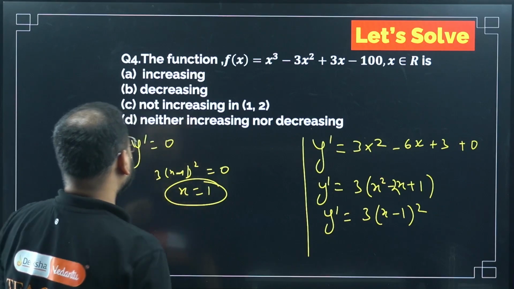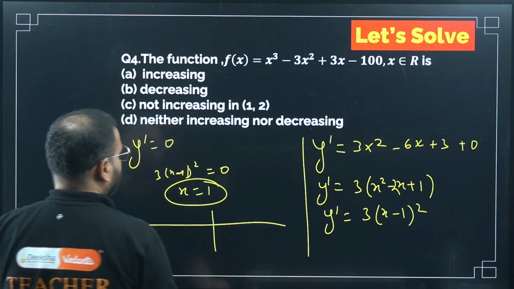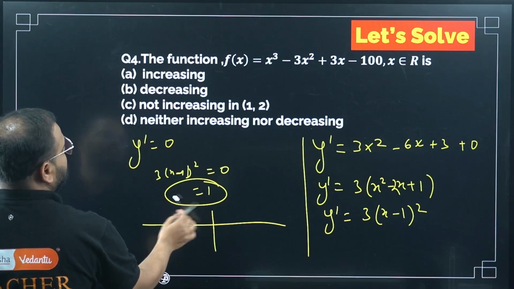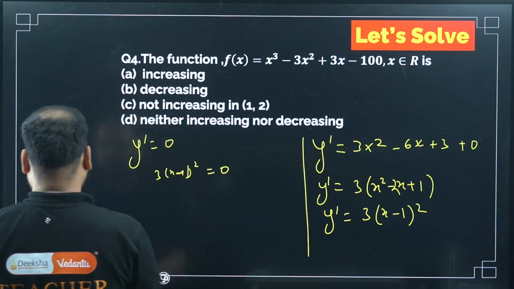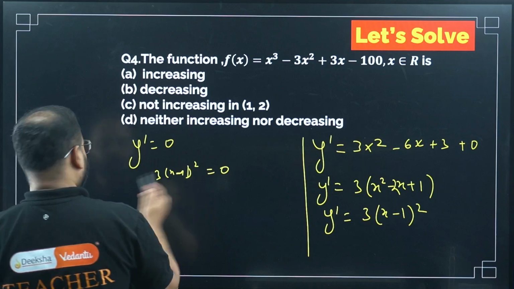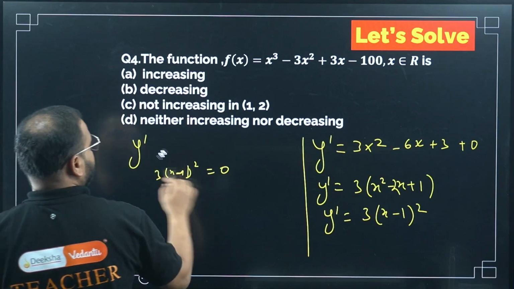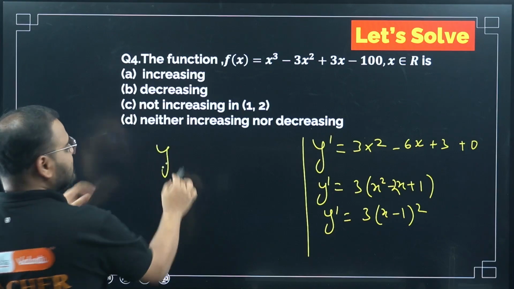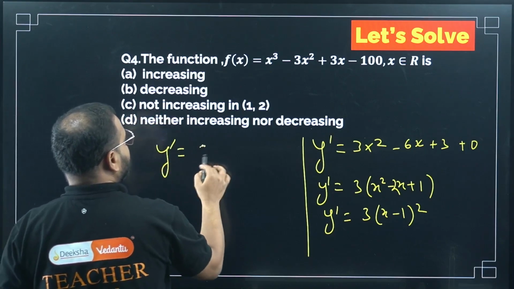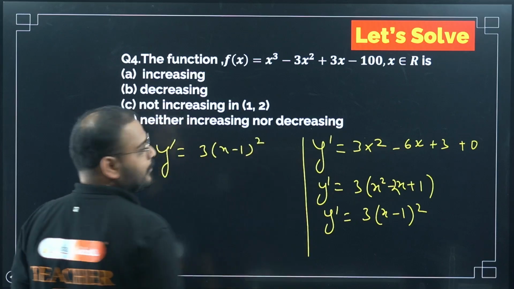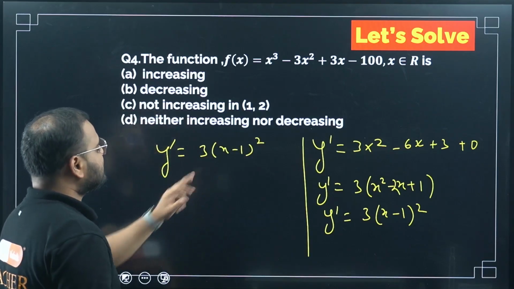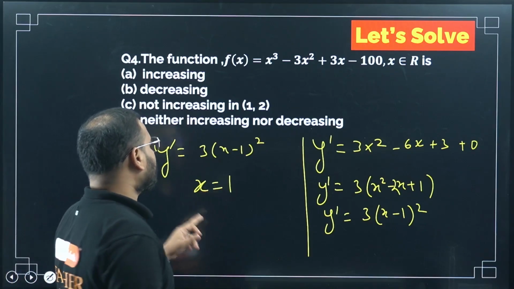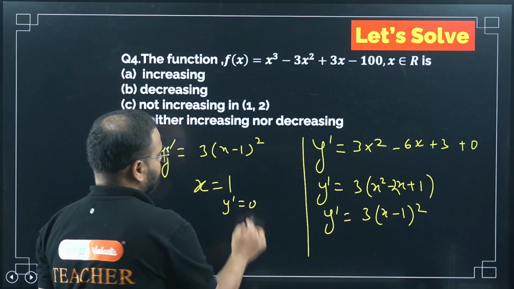If you put x equals 1, that is the only condition, right? We don't even need to say this. Please understand this. We don't have to check the interval because they're not asking for the interval. So y dash is coming as 3 times (x minus 1) the whole square. Only when x is equal to 1, I get y dash as 0. Yes or no?